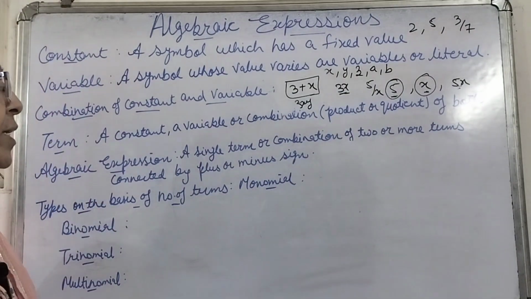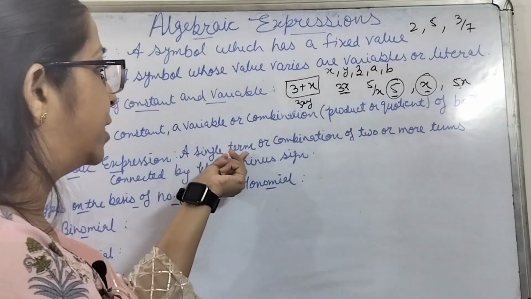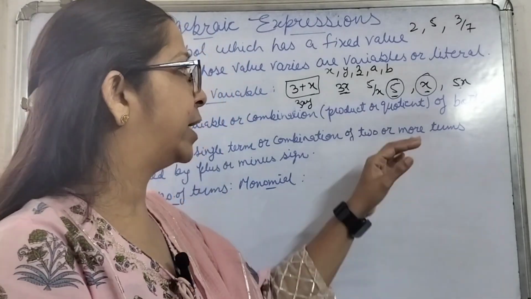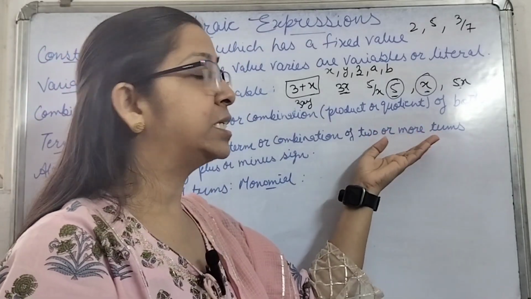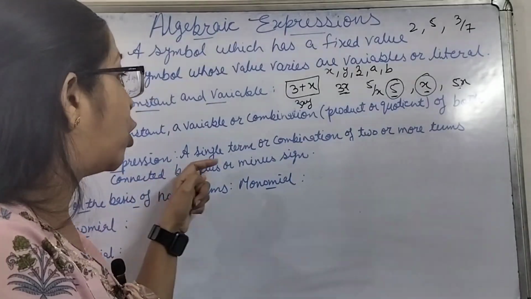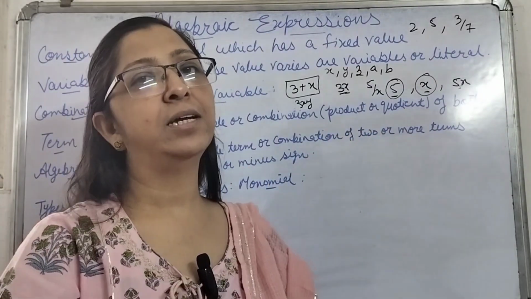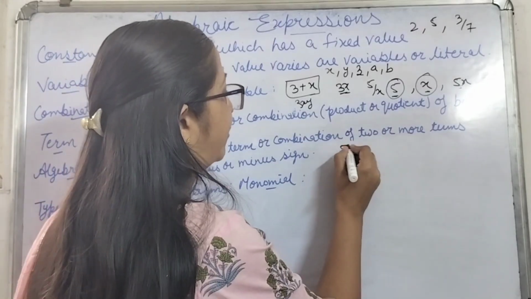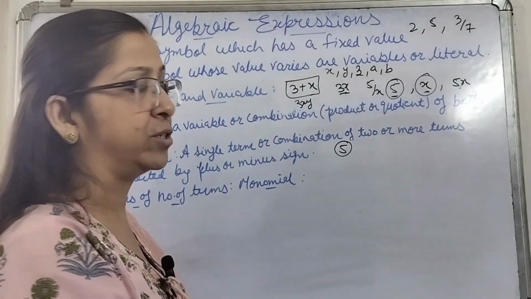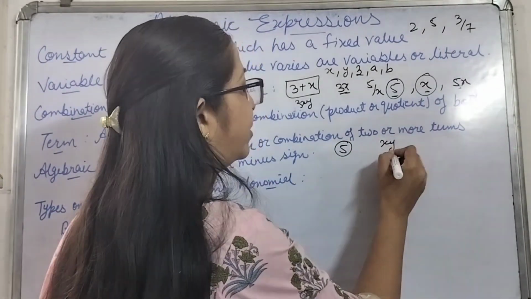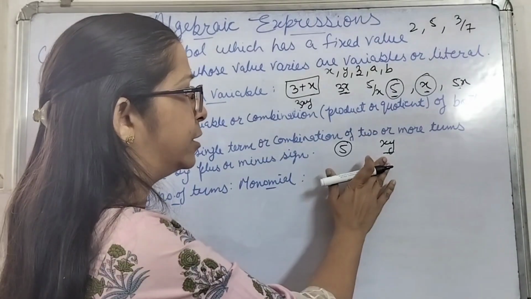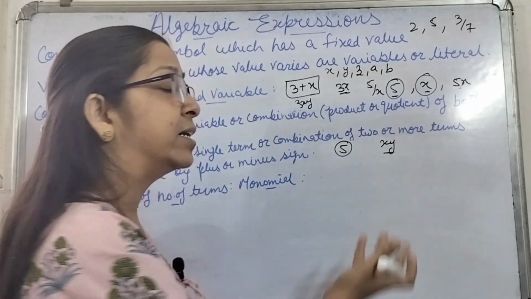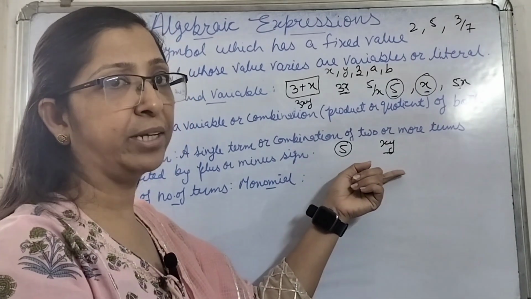Now, what are algebraic expressions? When a single term is there, or we take a combination of two or more terms and connect these terms either with a plus sign or minus sign, then we get an algebraic expression. Like if I talk about a single term, 5 is even an algebraic expression. xy is even an algebraic expression because it is a term. xy is a term, 5 is a term. So individually we can take a single term also, it is even an algebraic expression.